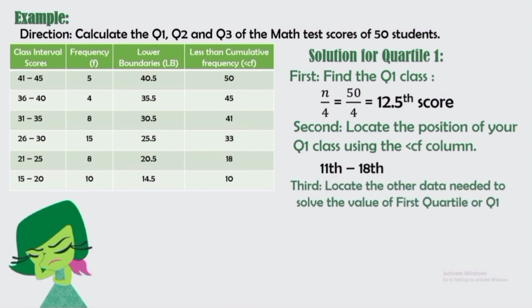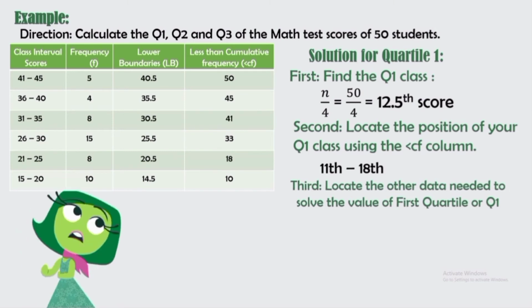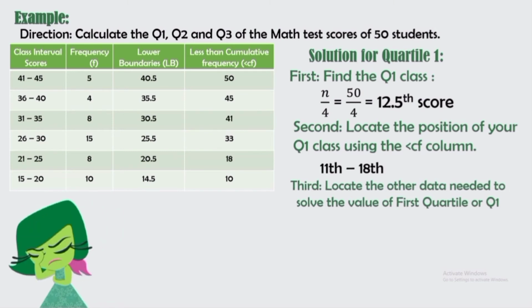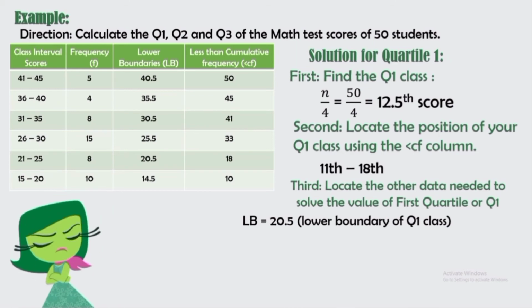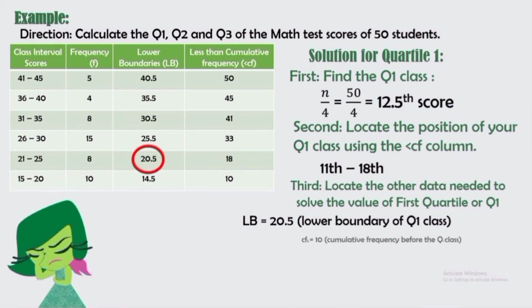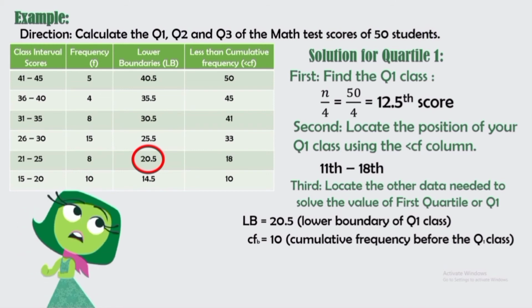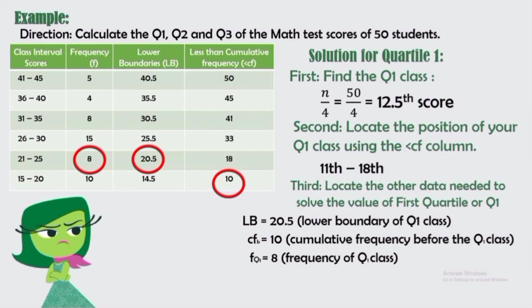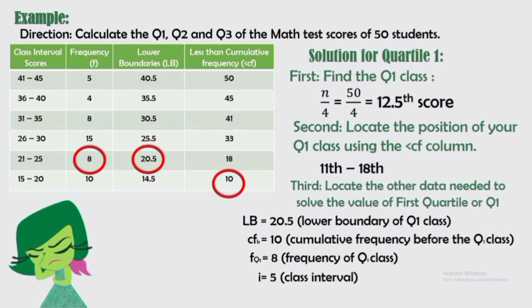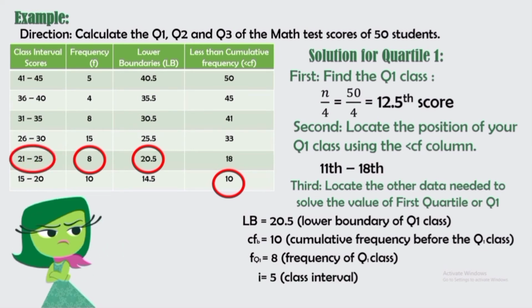Third, locate the other data needed to solve the value of the first quartile. Our lower boundary is 20.5. Cumulative frequency is 10. Our frequency is 8. And our class interval is 5.